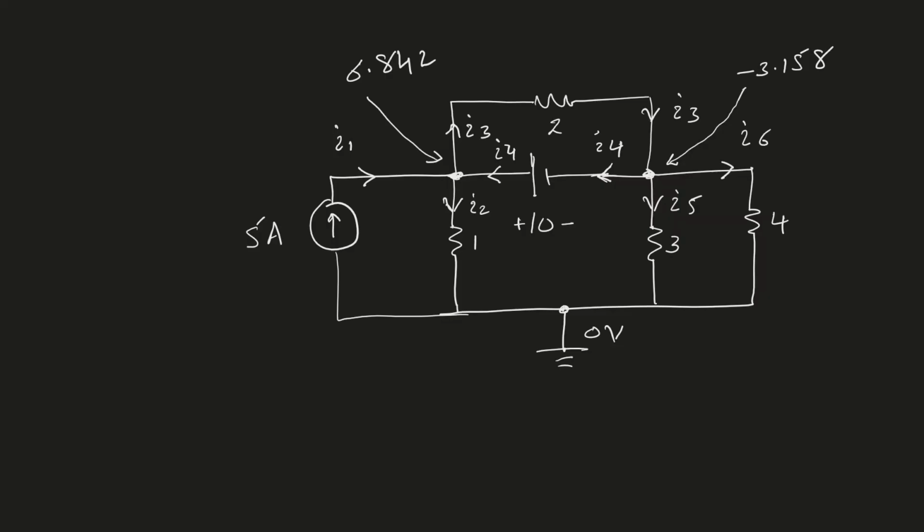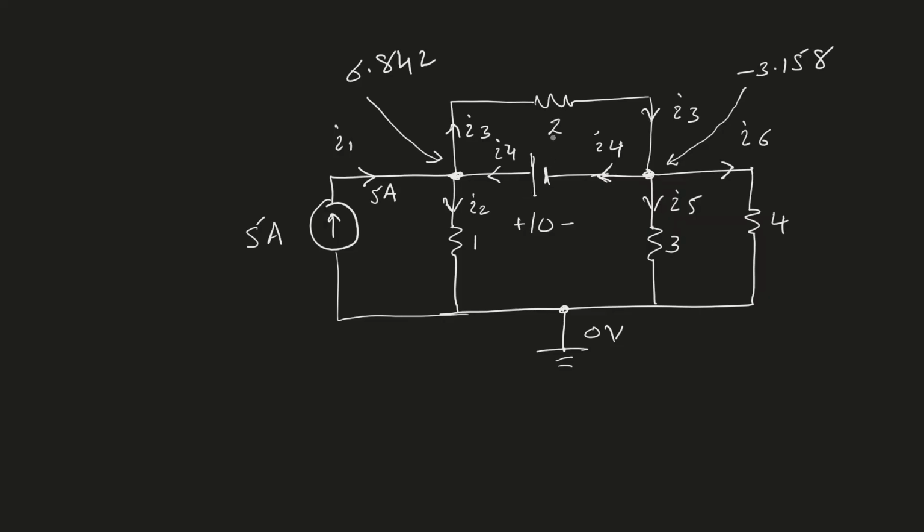Now I want to see if these values are correct, and we can check that by calculating the different currents and see if the current entering a node equals the current that is leaving that node. So in this circuit, I know that I1 is 5 ampere. So 5 ampere is entering node 1. Looking at the circuit, I have 10 volts from node 1 to node 2. I have 10 volts over here.